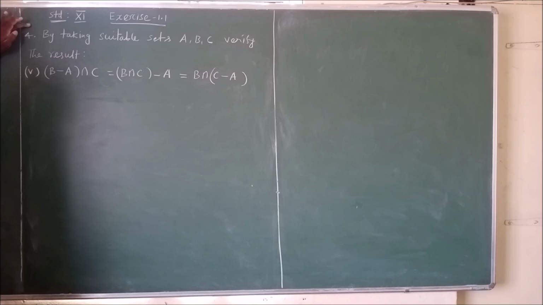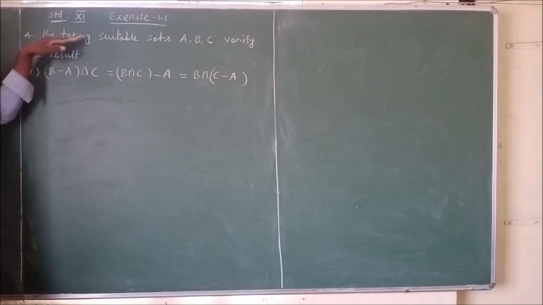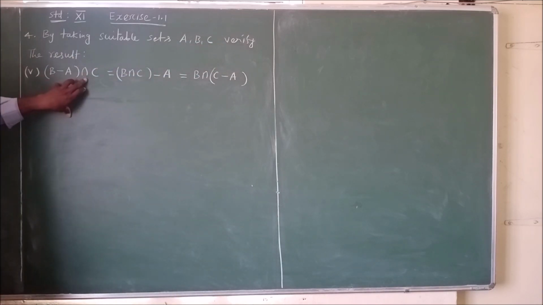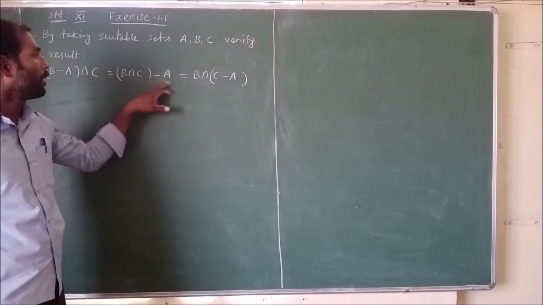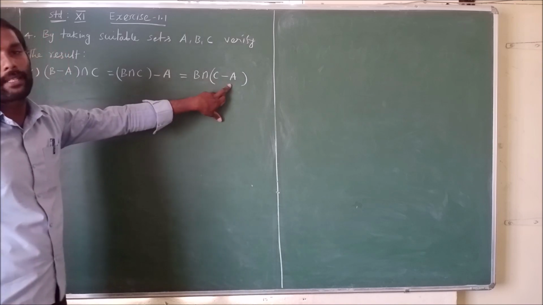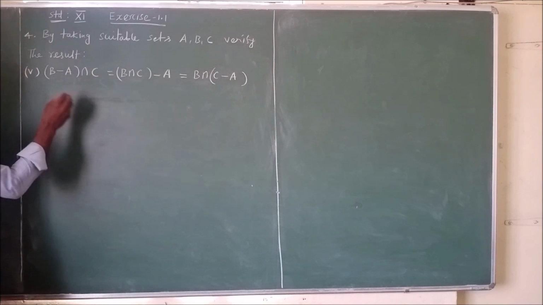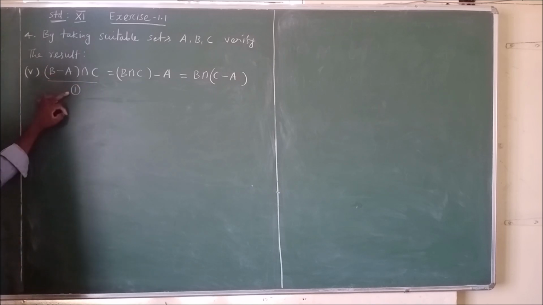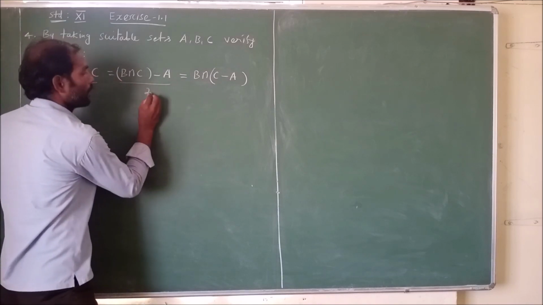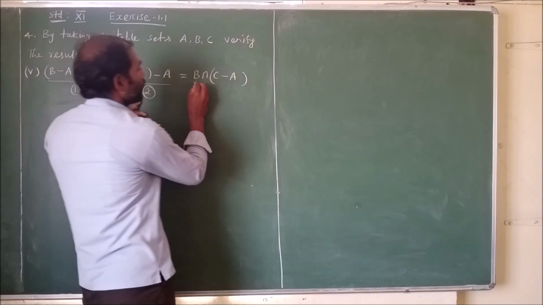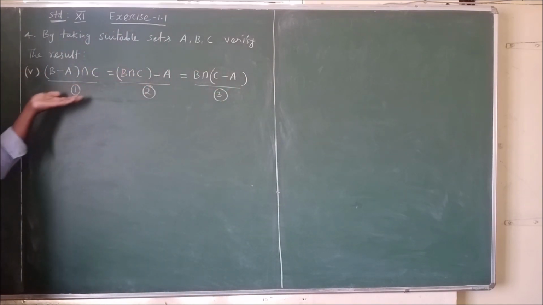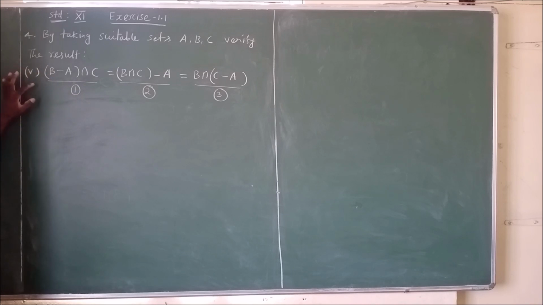Fourth problem, subdivision number 5. By taking suitable sets A, B, C, verify the result B minus A intersection C equal to B intersection C minus A equal to B intersection C minus A. There are three results. Let us take the first value as equation number 1, the second as equation number 2, and the third as equation number 3. From 1 to 3, if all values are equal, then the result is verified.